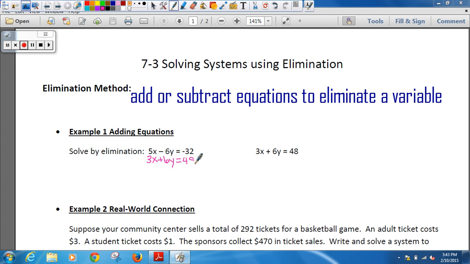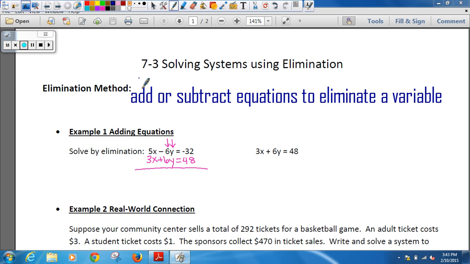And then you look to see if they have a common term. A common term means that they have the same coefficient with the same variable. So in this case, 6y and a negative 6y are common terms because they both have a 6 and they both have a y. If they both have a common term in them, then you can go ahead and decide if you need to add or subtract.